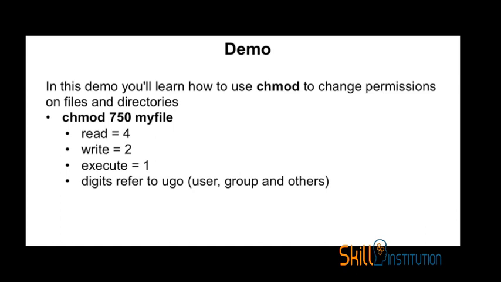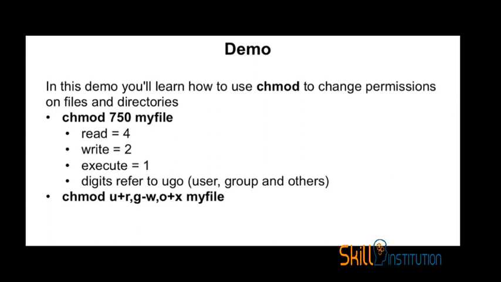So if you see 7, it means user gets read, write, and execute permissions. 5 is 4 plus 1, that means group gets read and execute, and 0 means other gets nothing at all. You can do it in an alternative way, by using chmod u+r, g-w, o+x my file, but I won't recommend that.